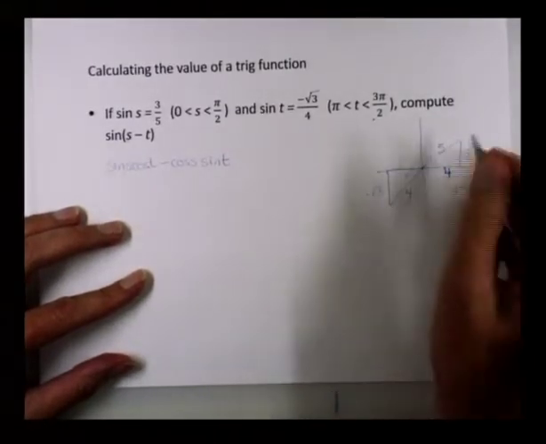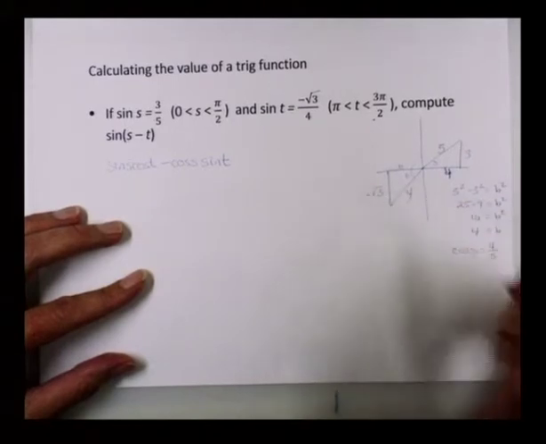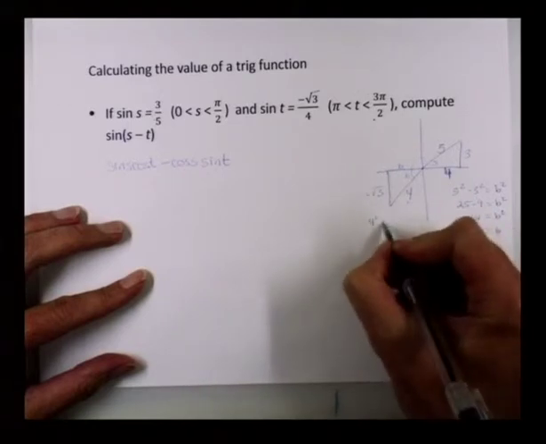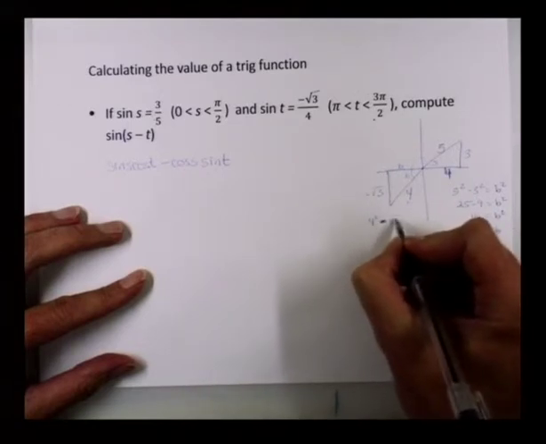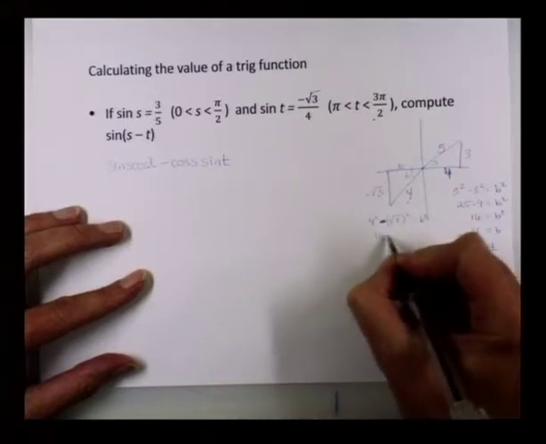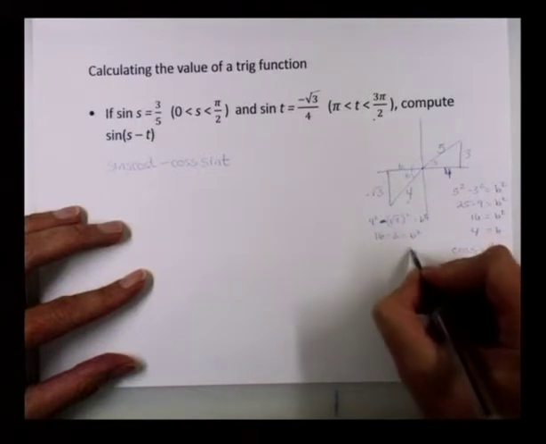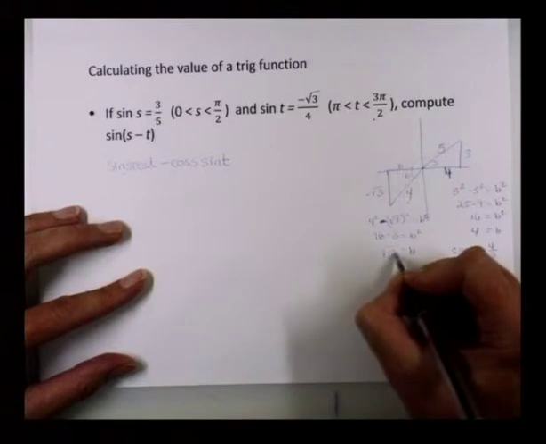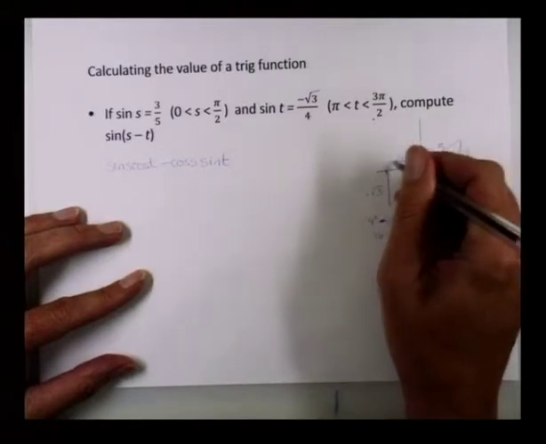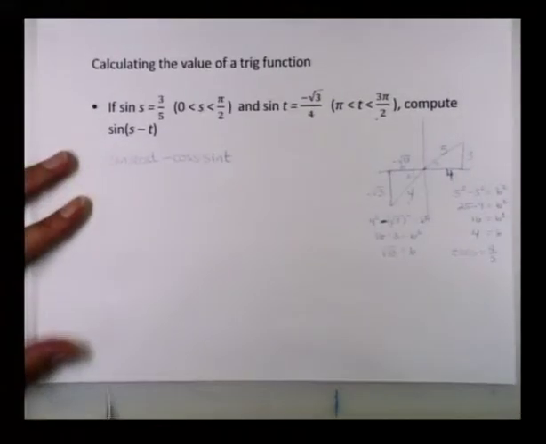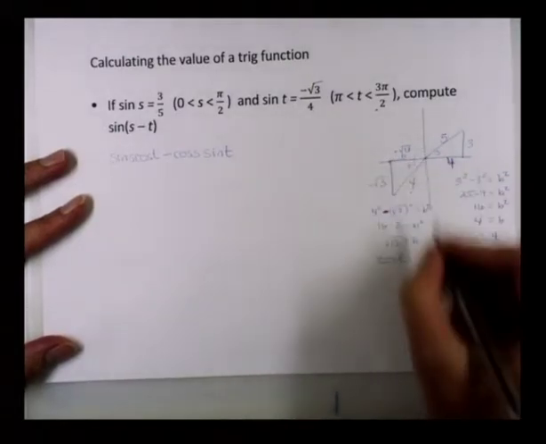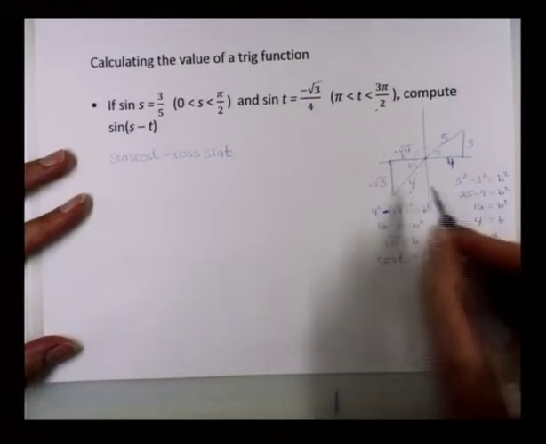Now when I do the cosine of this one, I'm going to do the Pythagorean theorem as well. So I have 4 squared minus negative radical 3 squared equals b squared. So 16 minus 3, and I end up with b equaling the square root of 13. Now the distance is the square root of 13, but if I think of it in the coordinates, I'm going to put a negative on there. So the cosine of t is going to be the adjacent, which is negative radical 13, over the hypotenuse, which is 4.